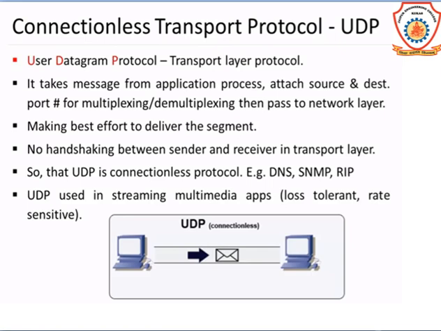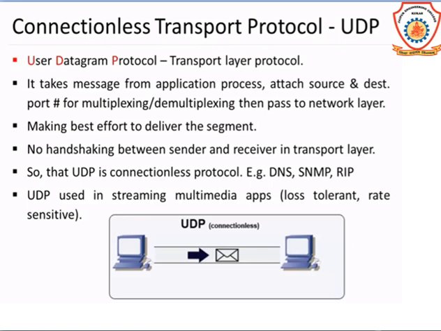In UDP, it takes a message from the application process on the sending side and attaches source and destination port numbers for the multiplexing and demultiplexing procedure. Then it is passed to the network layer. The network layer encapsulates this transport layer segment into an IP datagram and then makes a best effort attempt to deliver this segment to the receiving host.